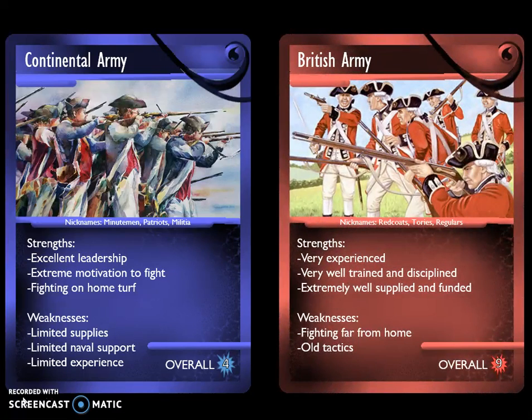Then the British Army on the other side. They are very experienced. They are very well trained and disciplined and extremely well supplied and funded. This is the strongest army in the world. This is the richest country in the world from the time. But some weaknesses include they're fighting far from home, and they're going to use old-fashioned tactics of fighting, which you're going to see is ultimately going to lead to their demise.